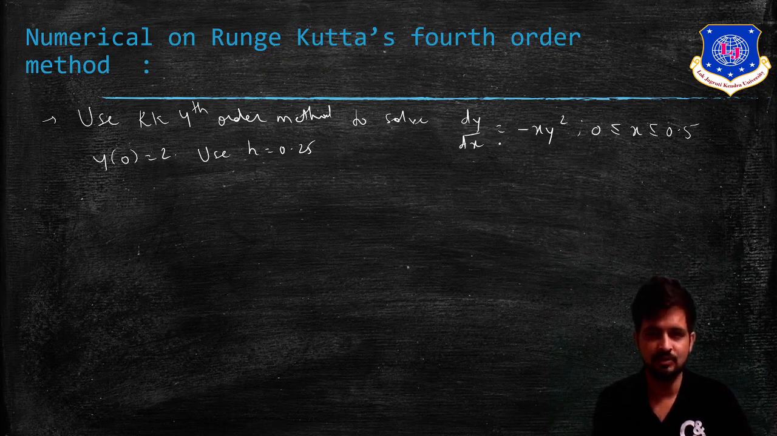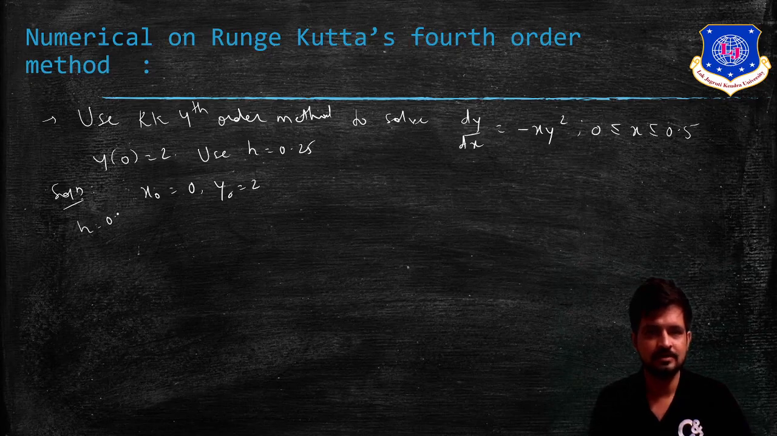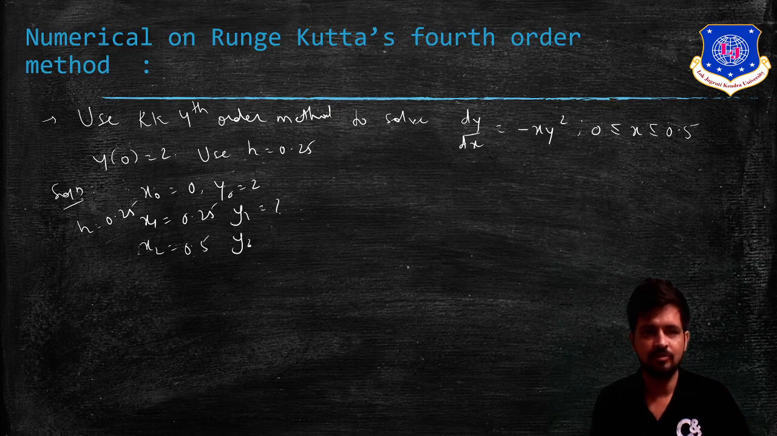How we can find the solution? See, here we have to find up till which step. x0 is equal to 0, y0 is equal to 2 is given, h is our 0.25. So what will be our x1? x1 will be 0.25 and we have to find y1, and x2 will be 0.5 and we have to find y2. Now to find y1, what is our formula?